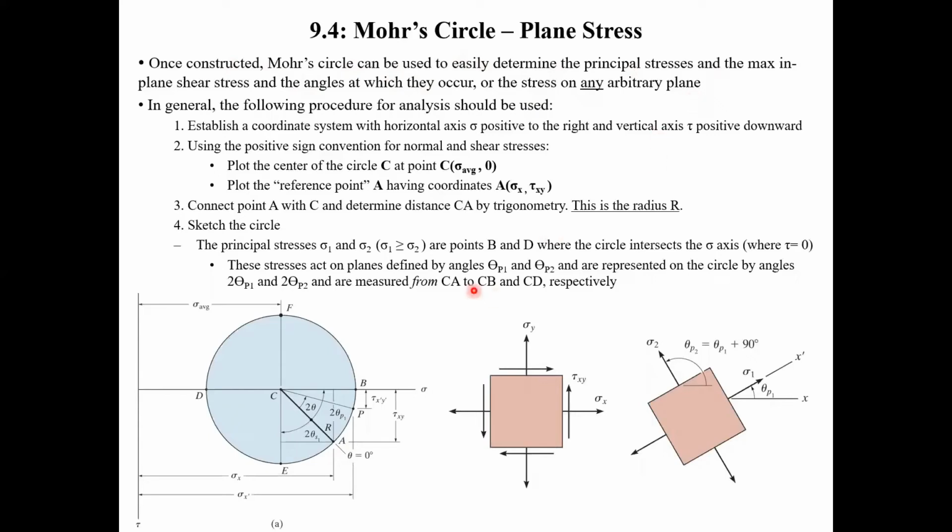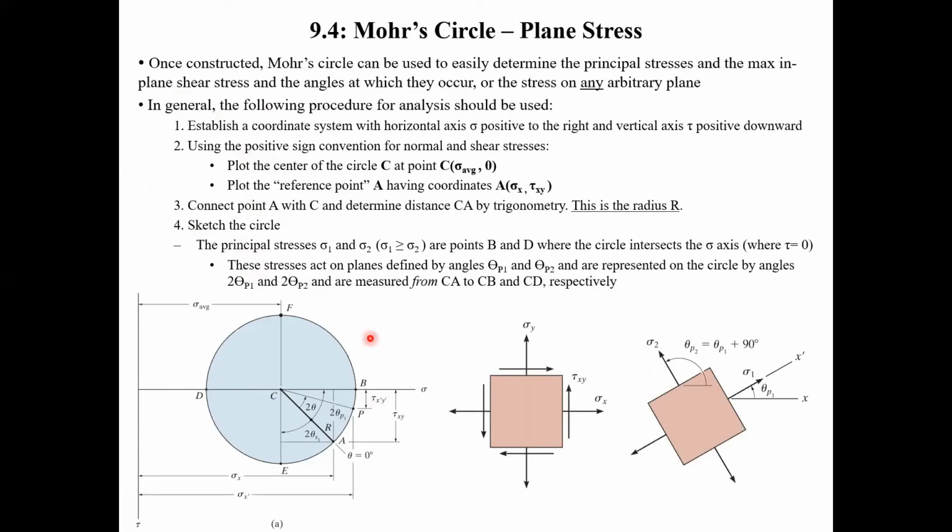So you can do anything with the circle. All you need to do is follow these steps. First of which, you need to establish your coordinate system. Again, horizontal axis is sigma, positive to the right. Vertical axis is tau, our shear stress, positive downward.